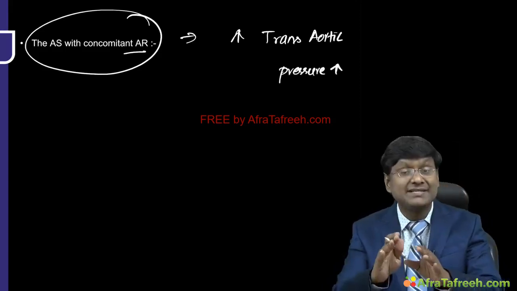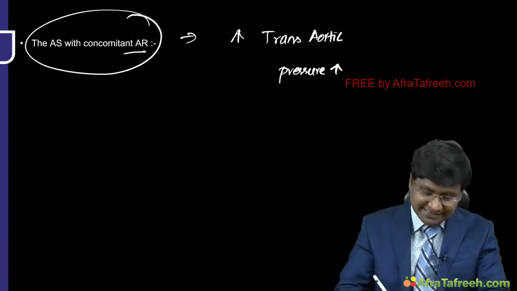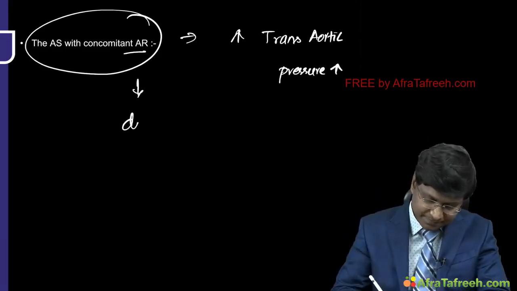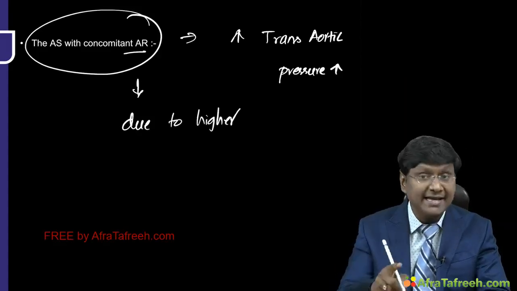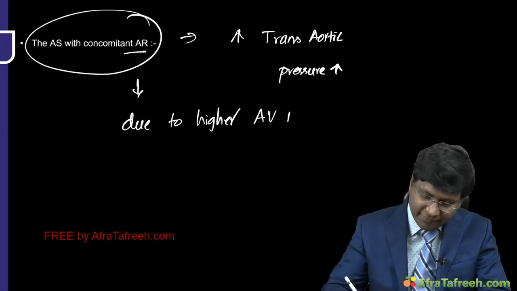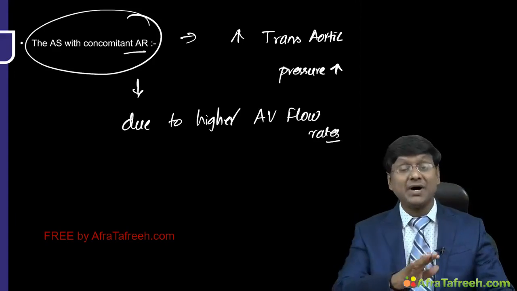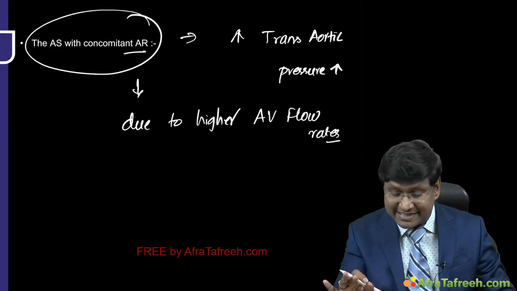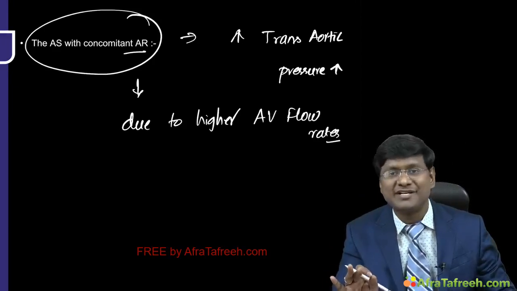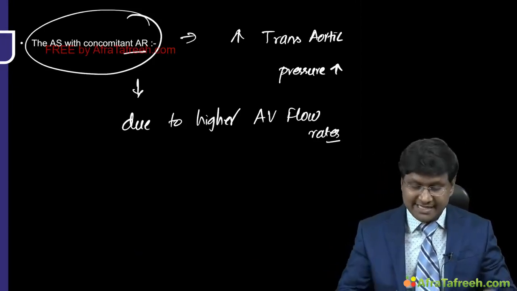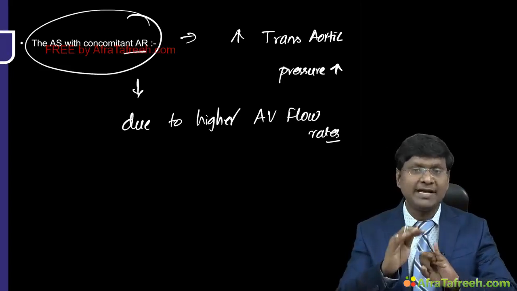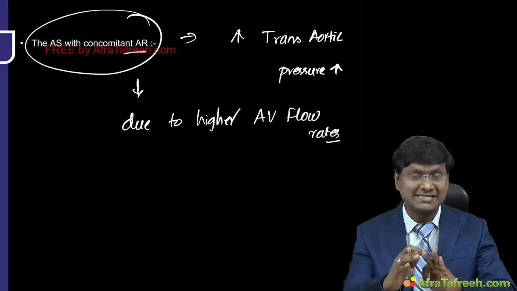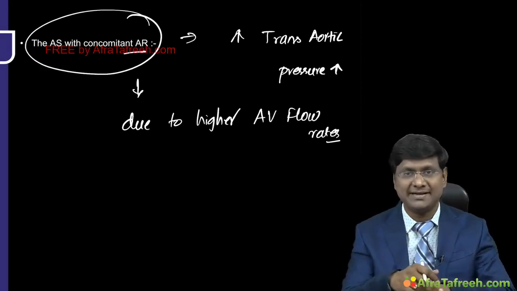Why is there increased trans-aortic pressure gradient? That is due to higher aortic valve flow rates. Then these are the symptomatologies: syncopal attack, angina and dyspnea, but initially it will be dyspnea, then angina, and then syncopal attack, right?